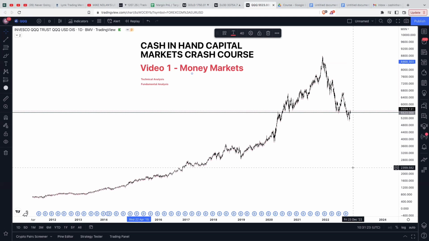So technical analysis, fundamental analysis. This is how we analyze markets, basically. So when we're looking at a chart, this is a chart of a stock index. A stock index is basically a collection or a basket of stocks, so you're not just investing into one company.